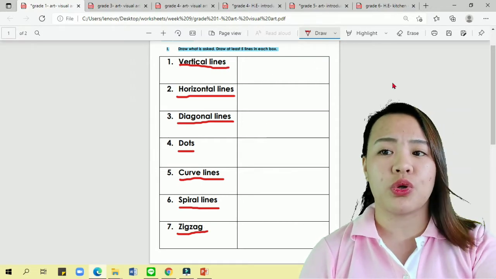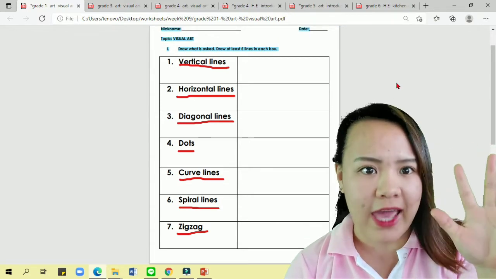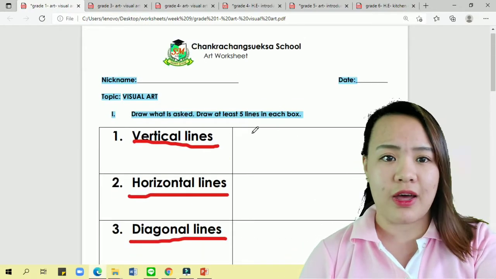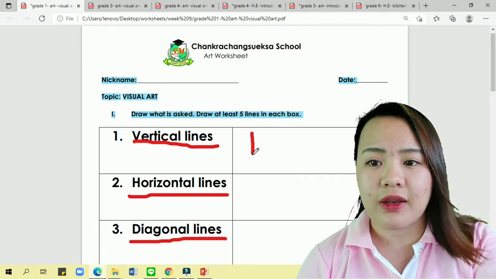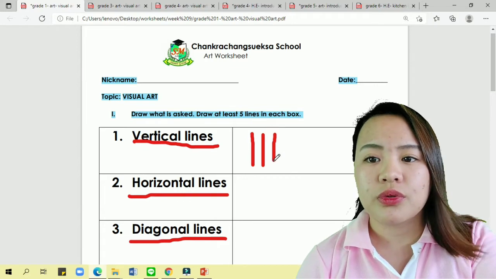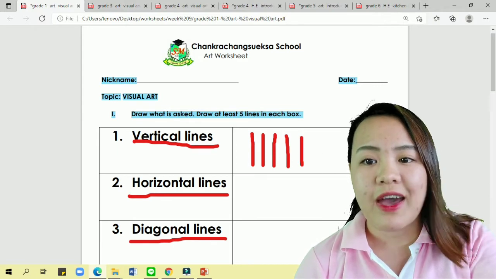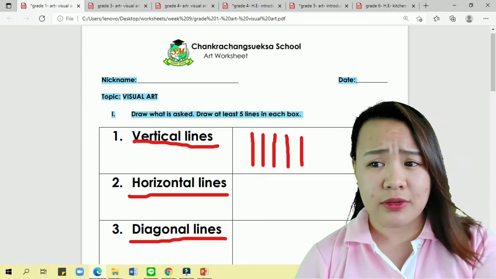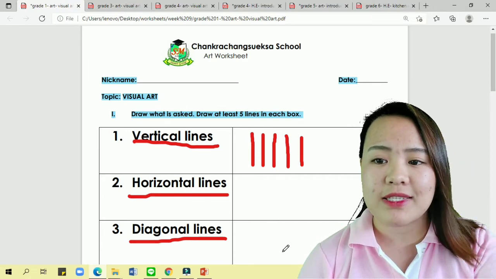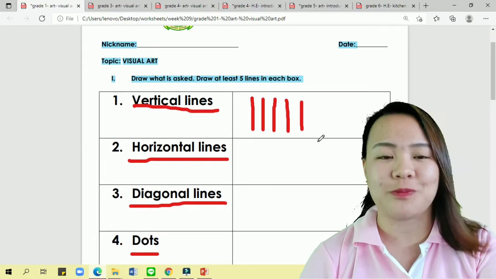I want you to draw vertical lines, 5 lines each. Let's try to do number 1, and then you follow. We're going to draw vertical lines. 1, 2, 3, 4, 5. I want you to write correctly, write beautifully. So same as here, here, and here. Just draw 5 lines each.